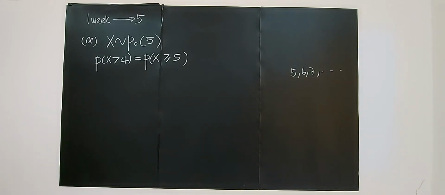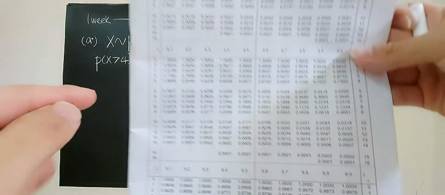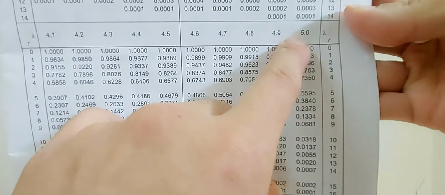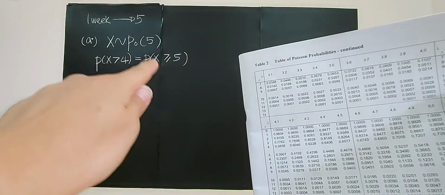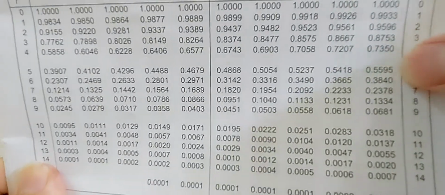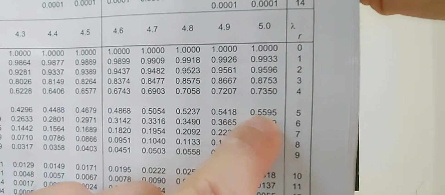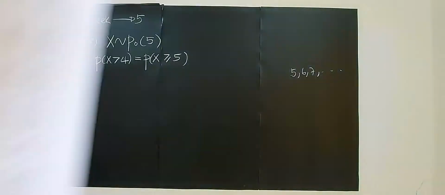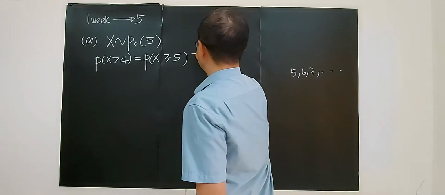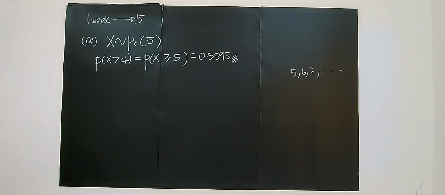So we can use the statistical table under Poisson probability, with the mean of 5 in 1 week. We find the 5 here. We find the value of greater or equal to 5. According to the value here, it is 0.5595. The mean is 5, and the value of greater or equal to 5 is 0.5595. So the answer for question A would be 0.5595. As simple as that.